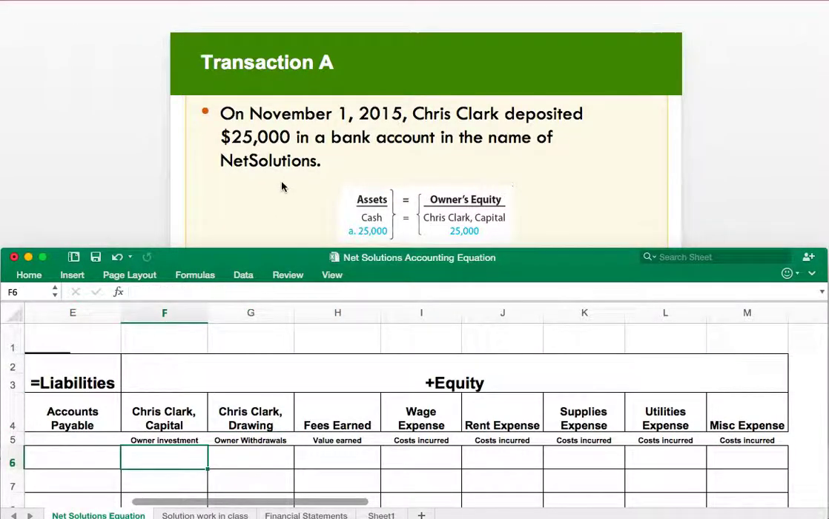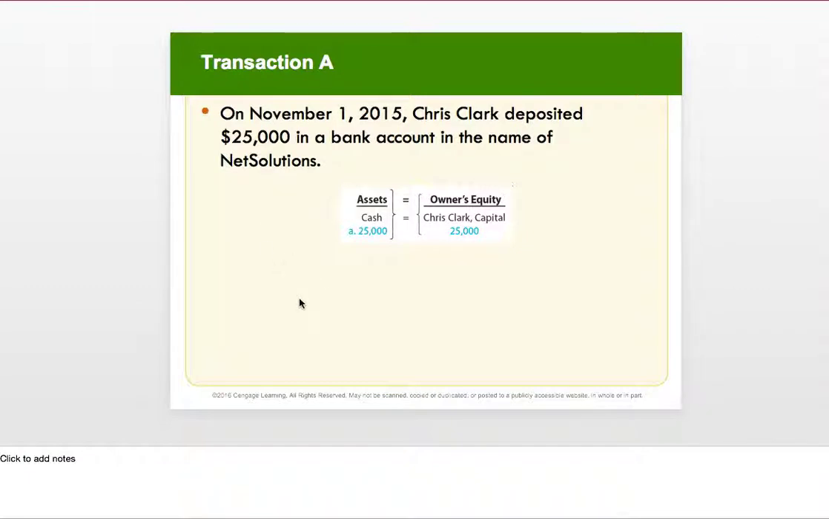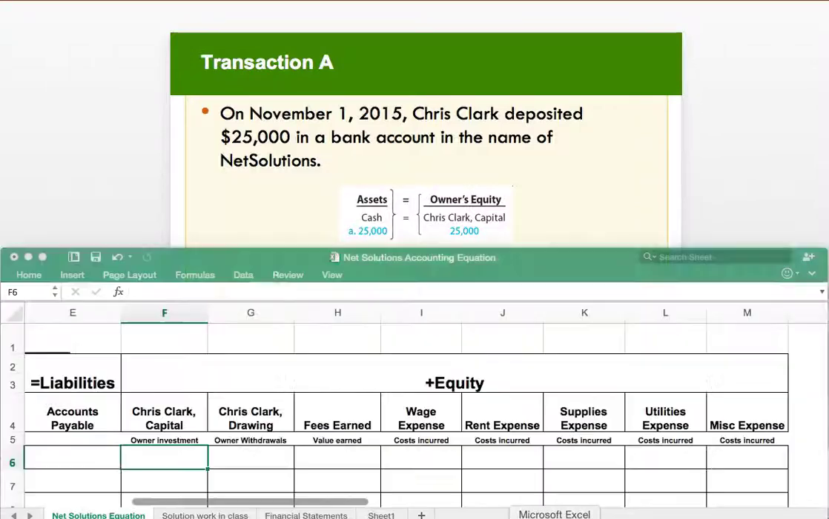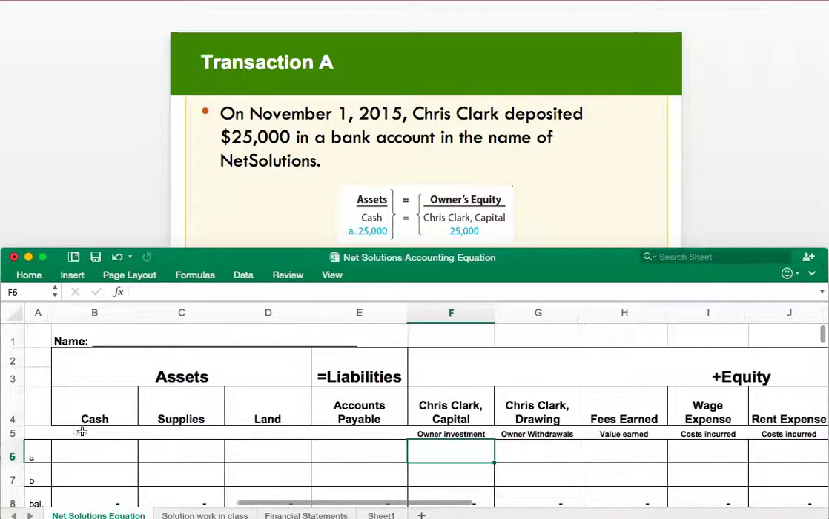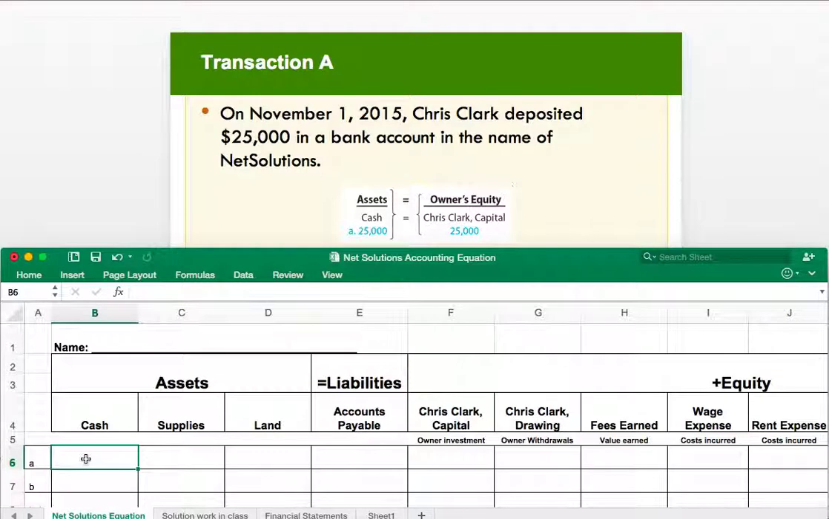All right, so let's look at transaction A. It says on November 1st, Chris Clark deposited $25,000 in a bank account in the name of Net Solutions. So we'll look at these accounts and figure out which accounts are affected. When the business gets cash, $25,000 is recorded in the cash account because we just got cash. Then when the owner makes an investment, you increase the capital account, because the owner just made an investment. And when the owner makes an investment, you always have to make a note of that in the capital account.